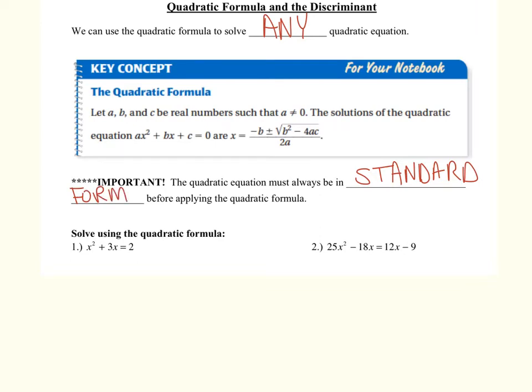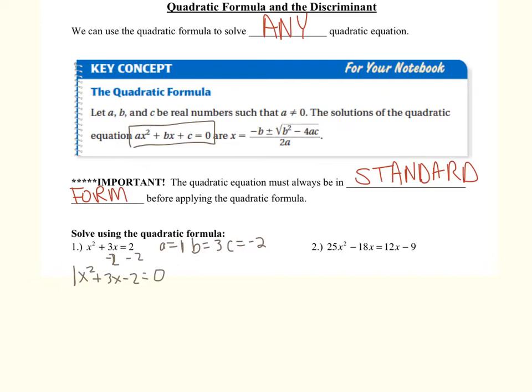So let's take a look at an example. Solve using the quadratic formula. x squared plus 3x equals 2. First thing I notice is it's not in this all-important standard form. So I have to get it in standard form by subtracting the 2 to the other side. So x squared plus 3x minus 2 equals 0. I'm now in standard form and I can identify that a, the leading coefficient, is this unwritten 1, b equals 3, and the constant equals negative 2.